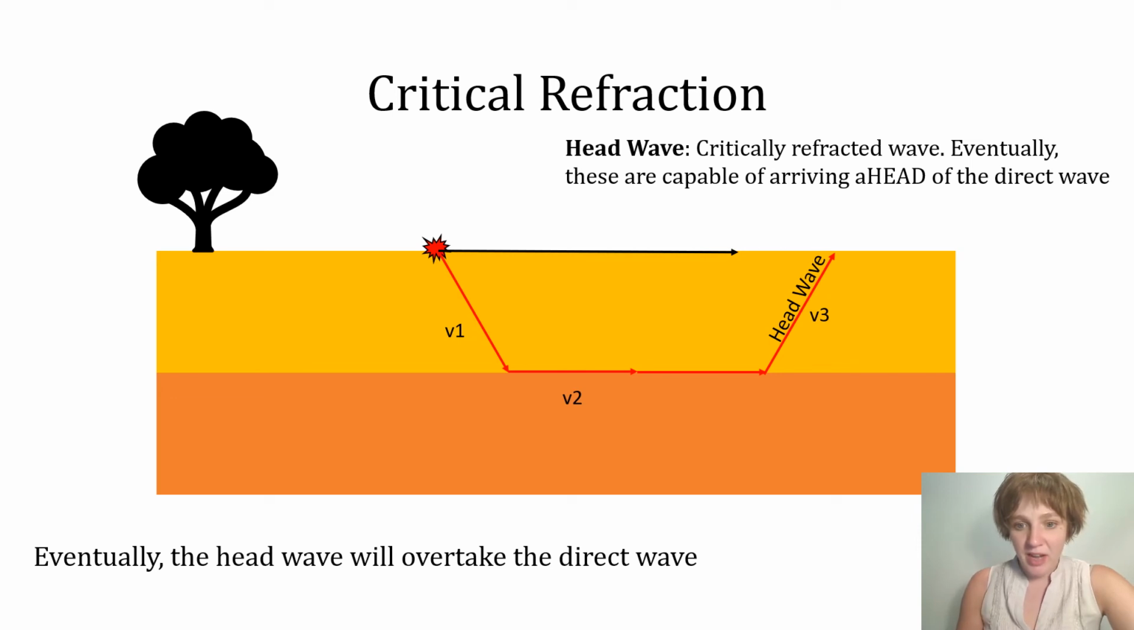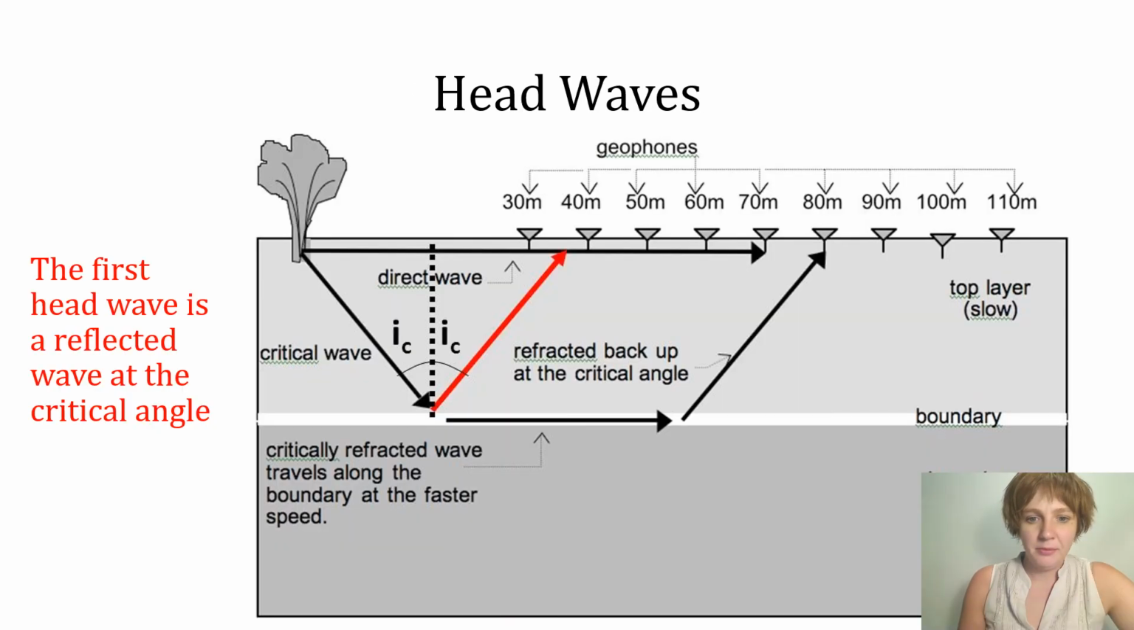Again, because it travels faster down there, it will eventually be able to arrive back up at the surface in less time than it takes the direct wave to travel along that surface to an instrument. So just to reiterate, the first head wave is actually a reflected wave at the critical angle. But following that, because the critically refracted wave will have spent some time traveling at that faster speed, it will always arrive earlier than the reflected wave, and at some point it will even arrive earlier than the direct wave.